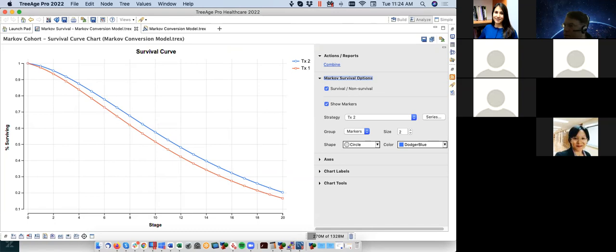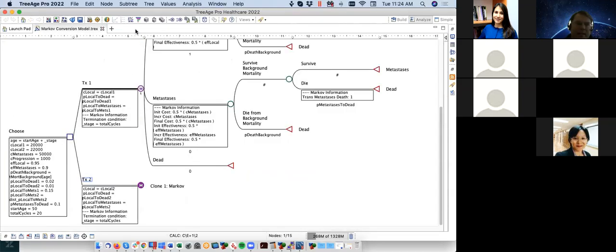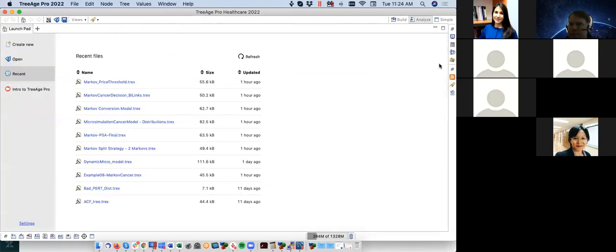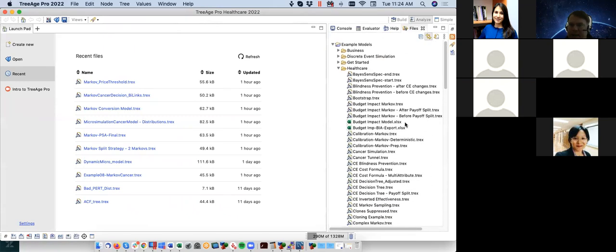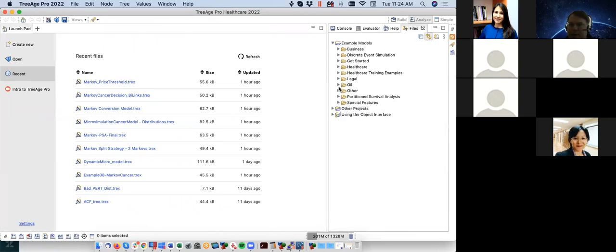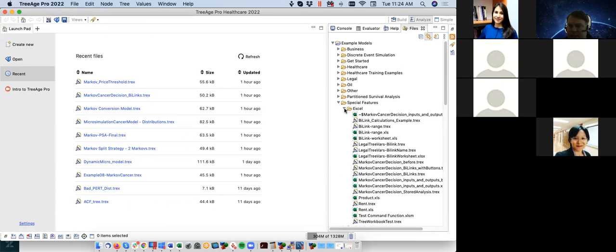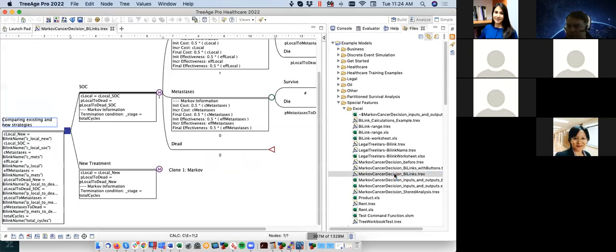Okay, so our next topic is Bilinks improvements. Now, the Bilinks functionality is not new. This is something that you've been able to do for a long time. I'm just going to open up, the Bilinks models are down here in Special Features Excel, and I'm just going to open up this Markov Cancer Bilinks.